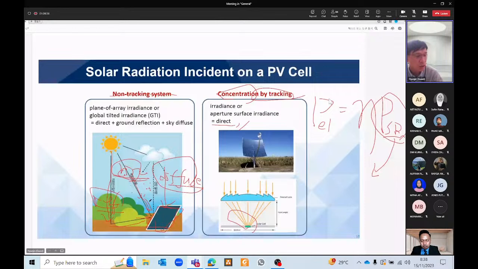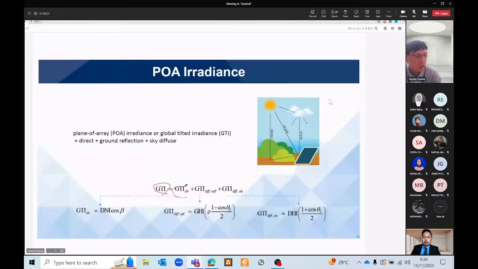Usually, the panel is tilted. So we may say global. You know the meaning of global? It refers to both direct and diffuse. Tilted means it's a tilted surface. So GTI, global tilted irradiance. Well, in PV, they use POA, plane of array irradiance. So this refers to the irradiance onto the PV panel. This is the equation. As I said, this GTI has three components: direct, reflection and sky.